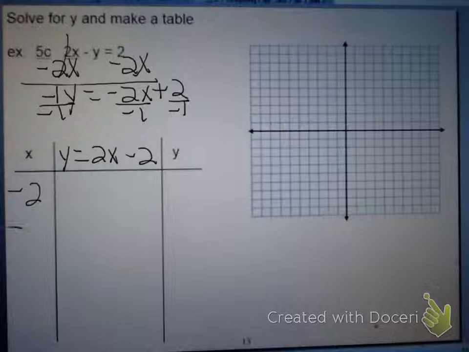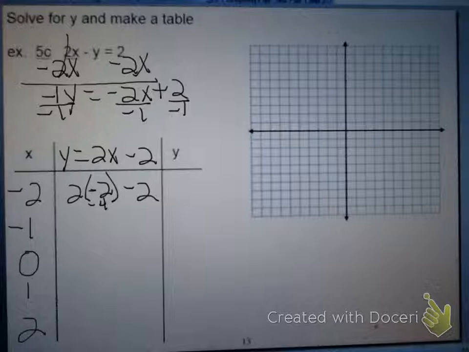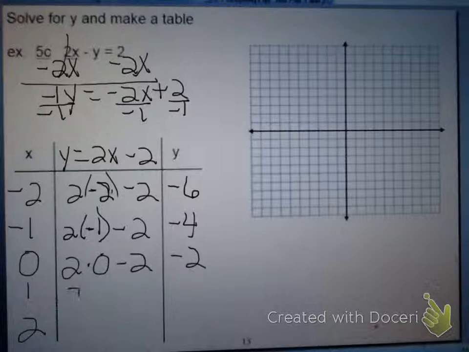I'm going to pick, again, negative 2, negative 1, 0, 1, and 2. 2 times a negative 2 is a negative 4. Negative 4 and a negative 2 is a negative 6. And 2 times a negative 1 is a negative 2, and a negative 2 is a negative 4. 2 times 0 is 0, minus 2 is a negative 2. 2 times 1 is 2, minus 2 is 0. 2 times 2 is 4, minus 2 is 2.